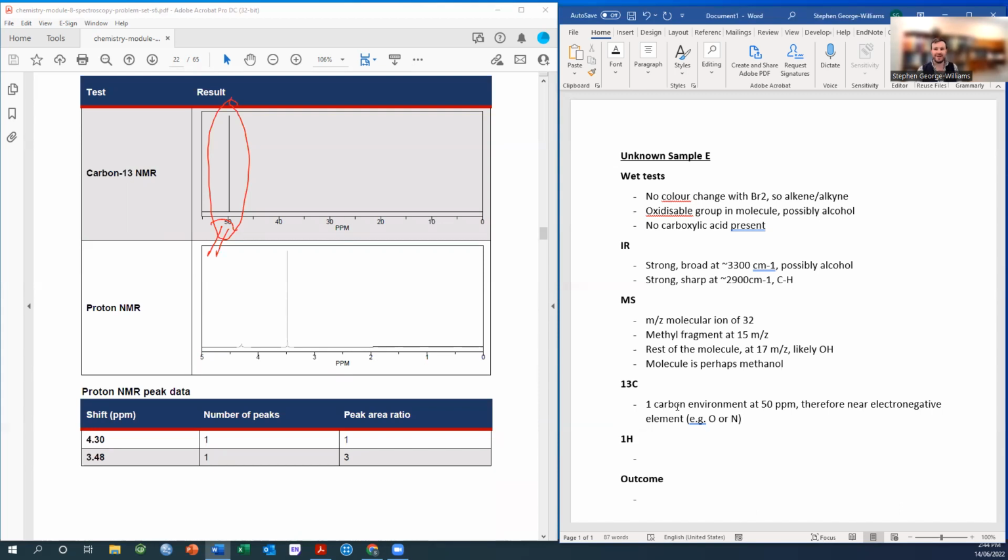Again, thinking back, that makes sense. Our methanol only has one carbon in it, and it is, of course, bound directly to an oxygen. So this carbon NMR makes a lot of sense.